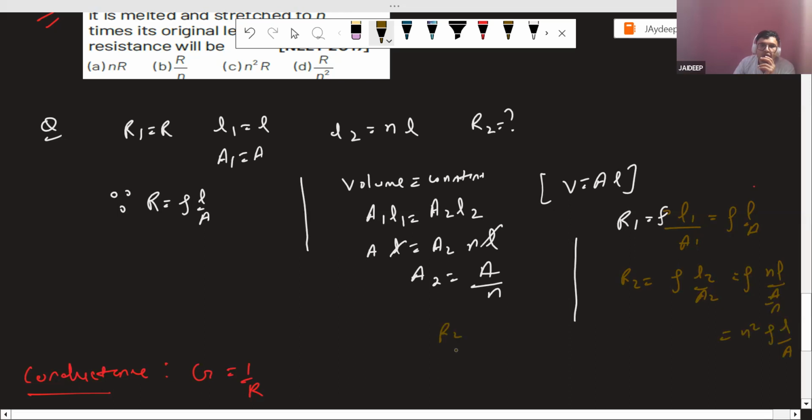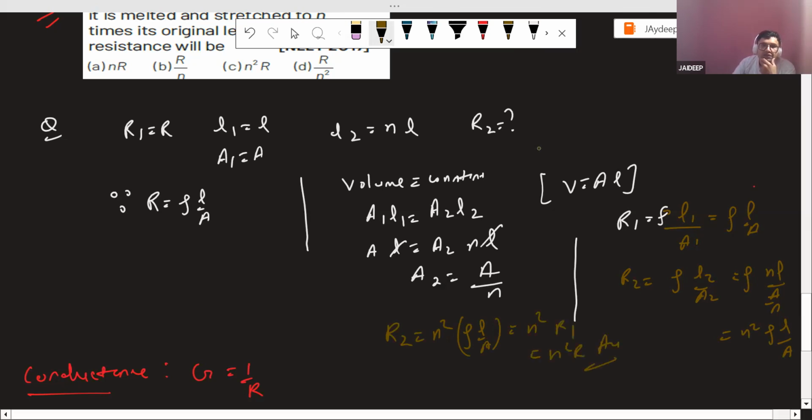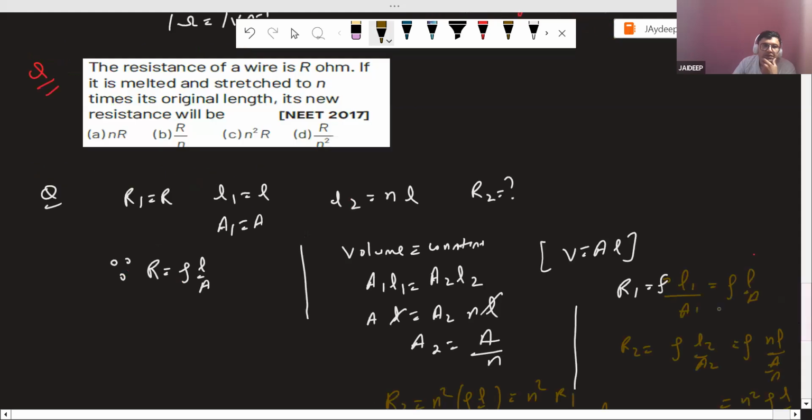Now, R2 equals N square rho L over A. And what is this? This is R1. So R2 is N square R1, and R1 is R. Now, this is the answer. C is the answer.